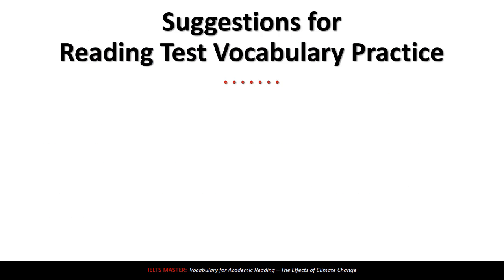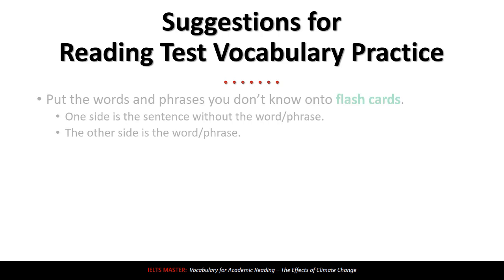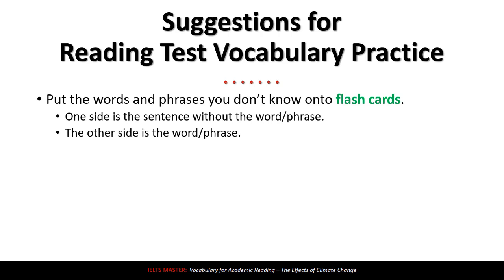So, suggestions for how to use reading test vocabulary for practice. First, one thing you can do is put the words and phrases that you don't know onto flashcards. Just a basic paper or card. You can use an index card, and on one side, write the sentence without the word or phrase, and on the other side, write the word or phrase. And you can test yourself with one side and the other.